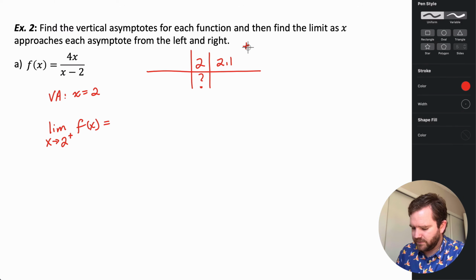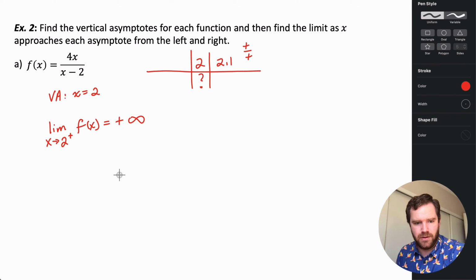So we're going to have a positive number divided by a positive number. And as my numbers are getting closer and closer to 2, if I put like 2.01, then my denominator is going to be getting smaller and smaller and smaller, meaning my overall fraction is going to be getting larger and larger and larger and going off to positive infinity. So that means that that limit from the right side is positive infinity.